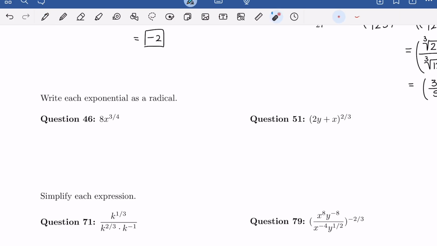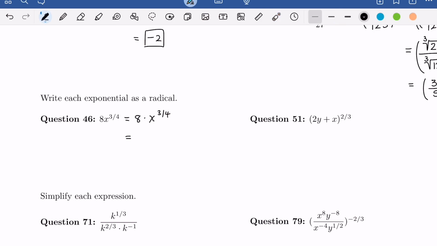All right, so let's look at these next two examples here. In these cases, we want to write each exponential as a radical, and we're going to do so using our exponent rules. The first thing for question 46 here is that we want to recognize that this is saying 8 times x raised to the 3/4 power. So this 3/4 power isn't being applied to our 8 in this case.